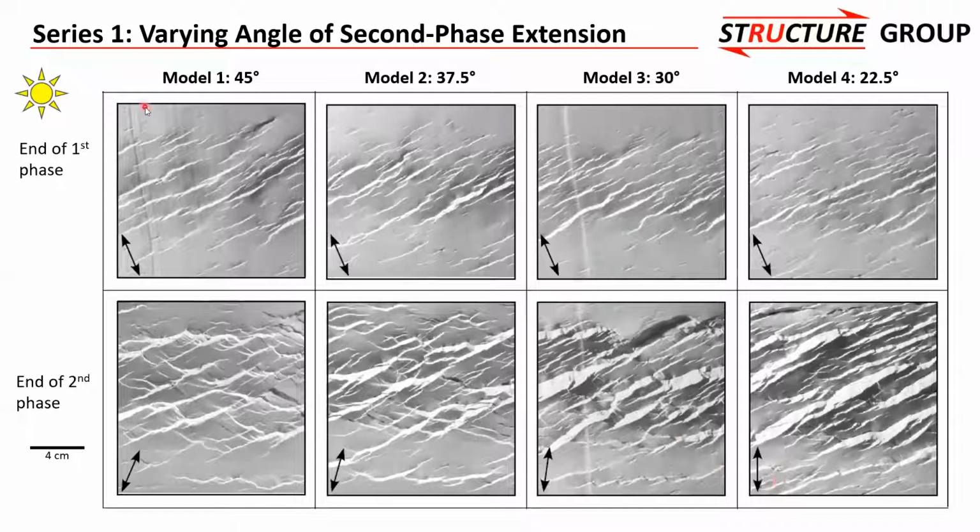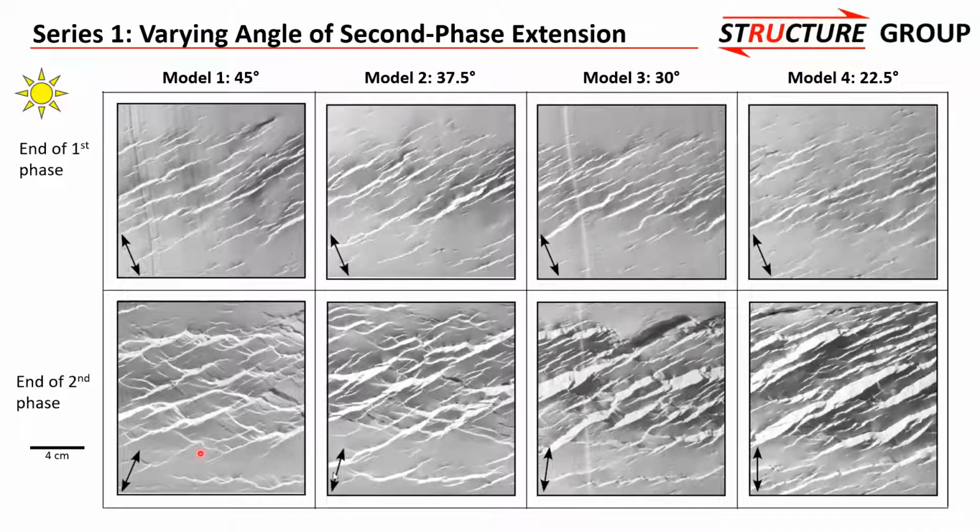Again, we have these lines on the top surface of the models to help track deformation and to see reactivation on various faults. Hopefully what you can see is that at the end of the first phase, the fault patterns are not exactly the same, but they're very similar. We're ending up with faults that are roughly perpendicular to the extension direction in all cases. We're seeing approximately a similar number of faults and approximately similar spacing of faults.